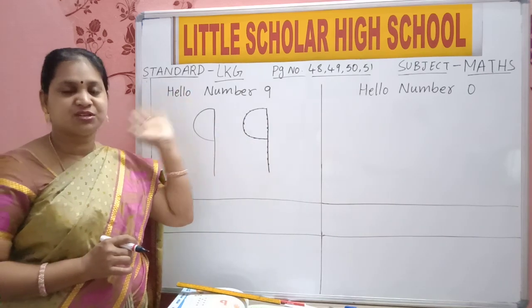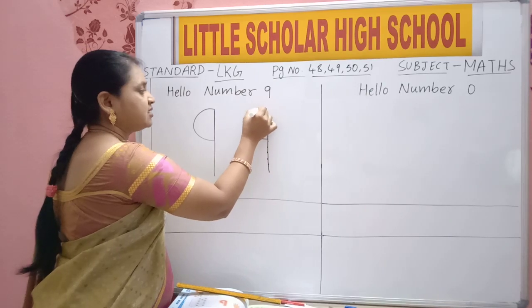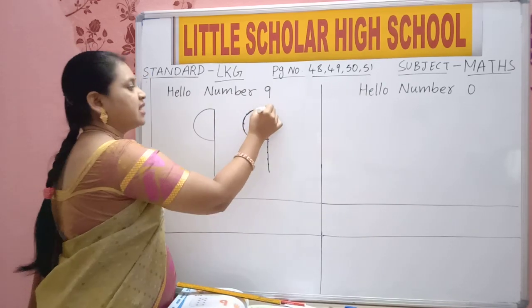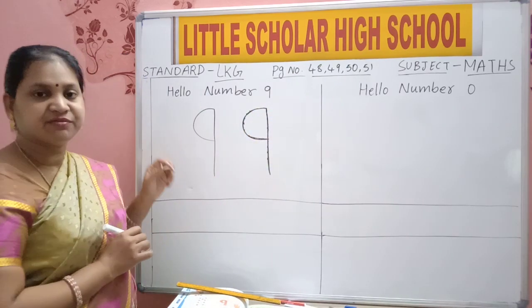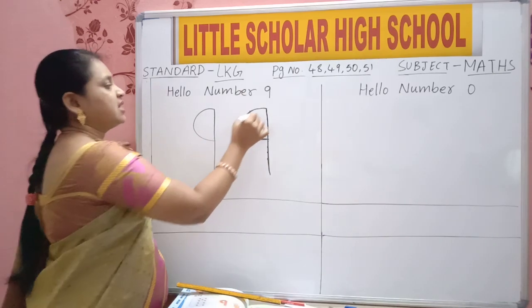Trace it on that 5 times. First you will write this half circle, big C. Yes, A, B, C. Then you will draw one standing line. Draw one standing line. 5 times you should trace it on that number. Come on, do it. Second time.